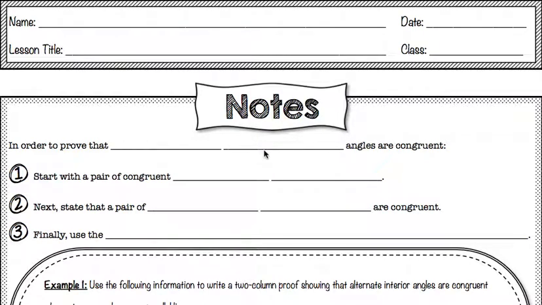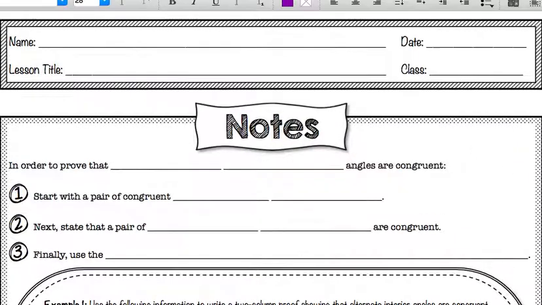Hello, in this lesson you're going to learn how to prove that alternate interior angles are congruent and how to prove that corresponding angles are congruent. We're going to start with the title, which is Special Angle Pair Proofs.